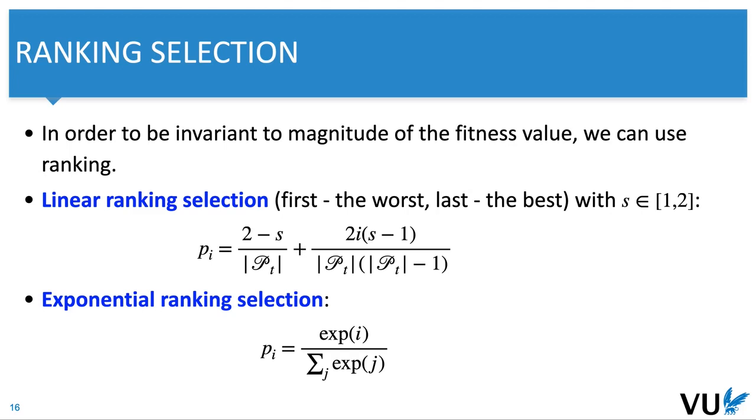Another possible ranking scheme is exponential ranking selection. So we first sort all points, and then we just take the exponent of the place, and this will give us again the same probabilities. But in this case, of course, we rather encourage the best points, which is also maybe not very good.